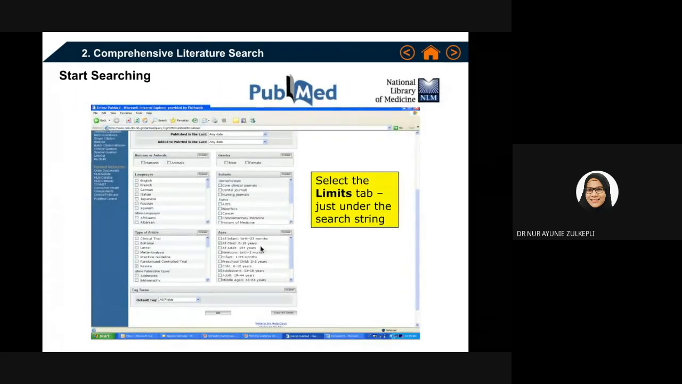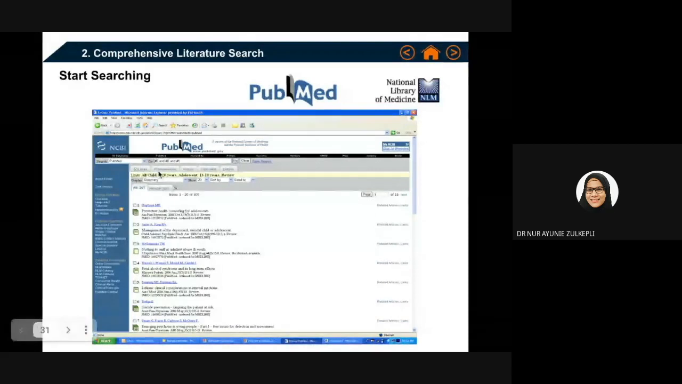Sometimes you can select the limits tab just under the search string, so you can pick the language that you want, type of article, subset, or ages that you want to focus on. Okay, you can do that. This is an example of a search for hashtag 5 and 2 and hashtag 1. It will give you all the related articles, about 16. Maybe if you put young people who suicide to prevent blah blah blah, you will get over 1,000 here, so you don't know which one to pick, right? So it's better to use this searching information.